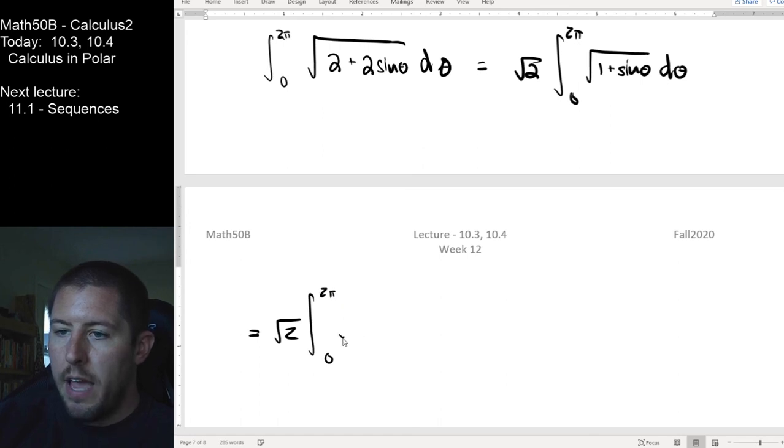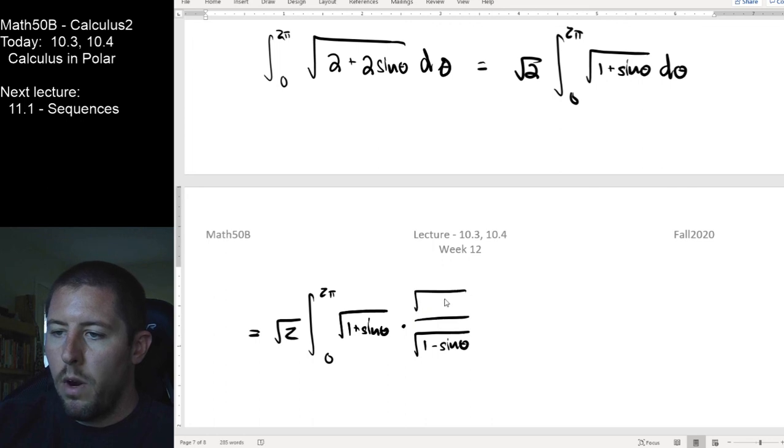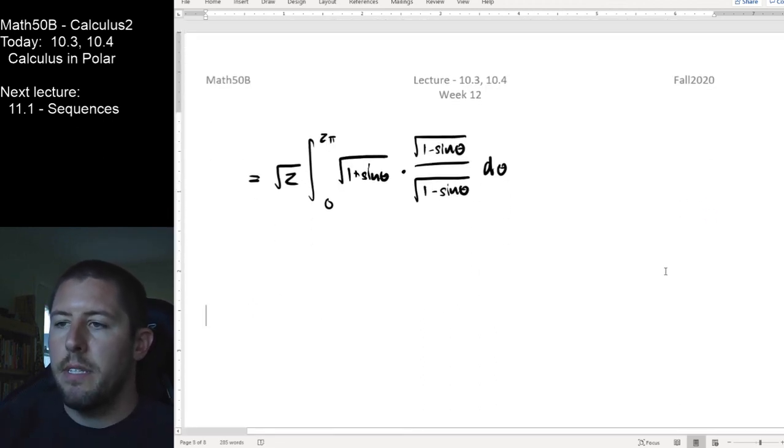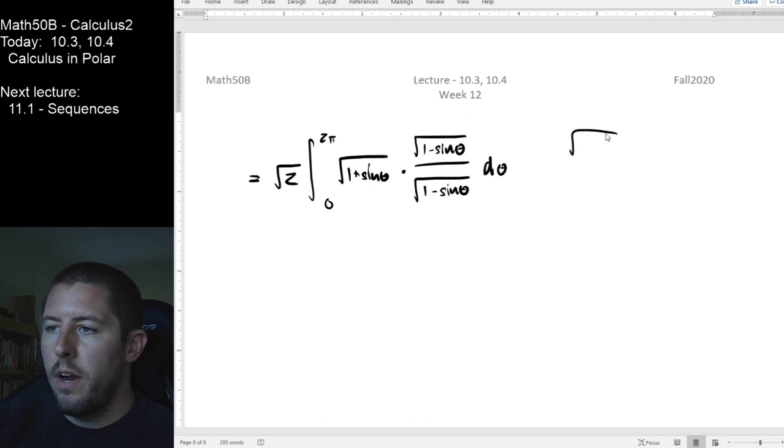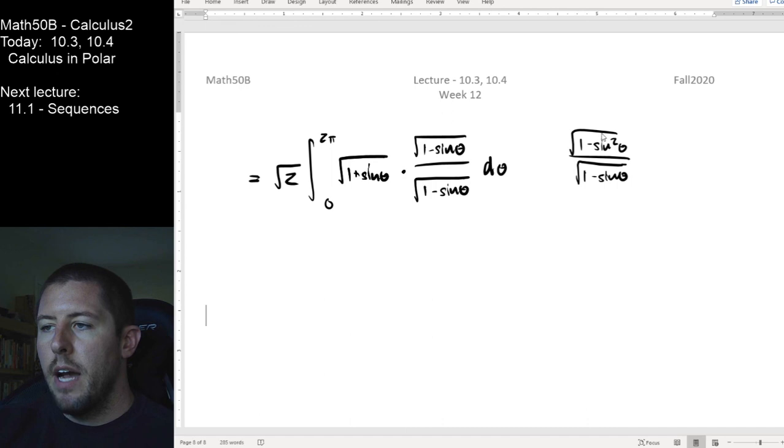We've got this 1 plus sine of theta here. I'm going to go ahead and hit this guy with a 1 minus sine theta over 1 minus sine theta. This is my conjugate that I'm multiplying by here. What this is going to do for us up top is give us 1 minus sine squared of theta over square root of 1 minus sine theta. So we're still going to be left with that stuff on the bottom, but we've now introduced for ourselves a cosine theta on top, and that's going to help us make a substitution here.